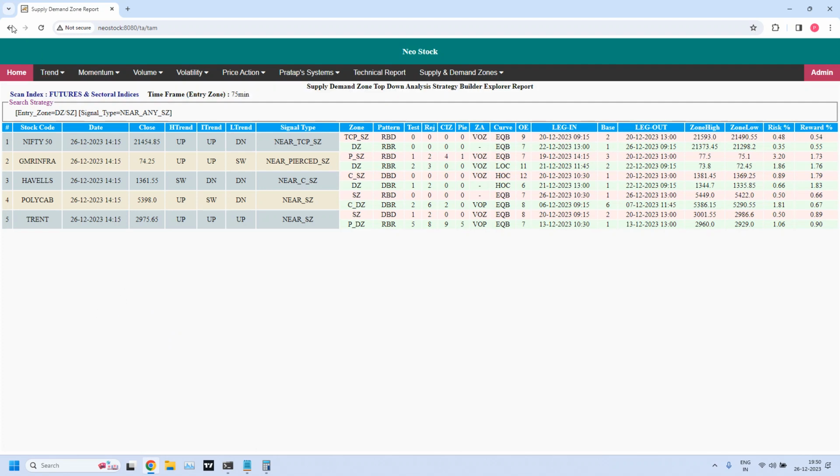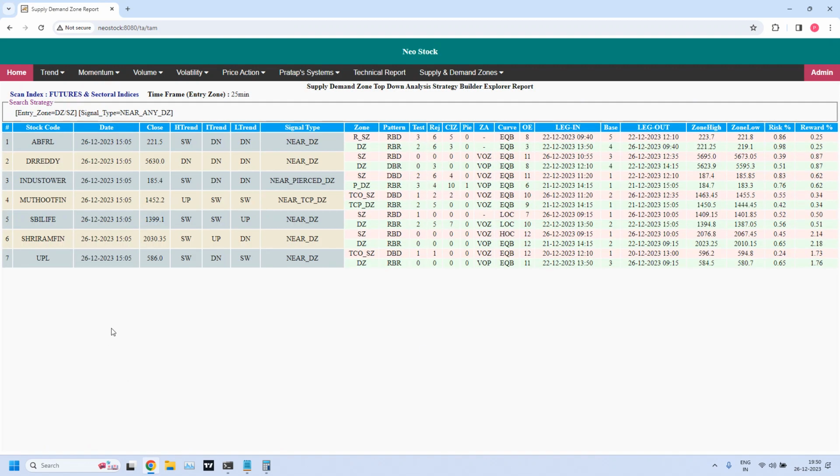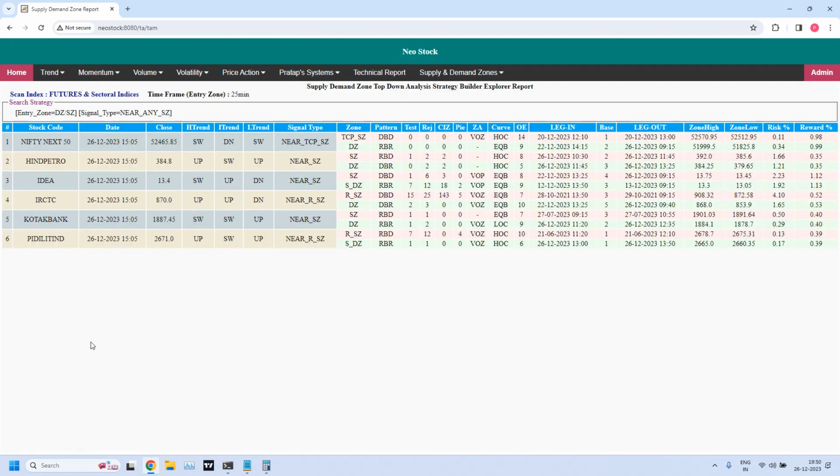So let's go back. Entry time frame is 25 minutes. Let us find the stocks near 25 minutes demand zone. So this is the filtered list. Let's go back. For 25 minutes time frame, let us find stocks near 25 minutes supply zone. So this is the filtered list. So let's go back.